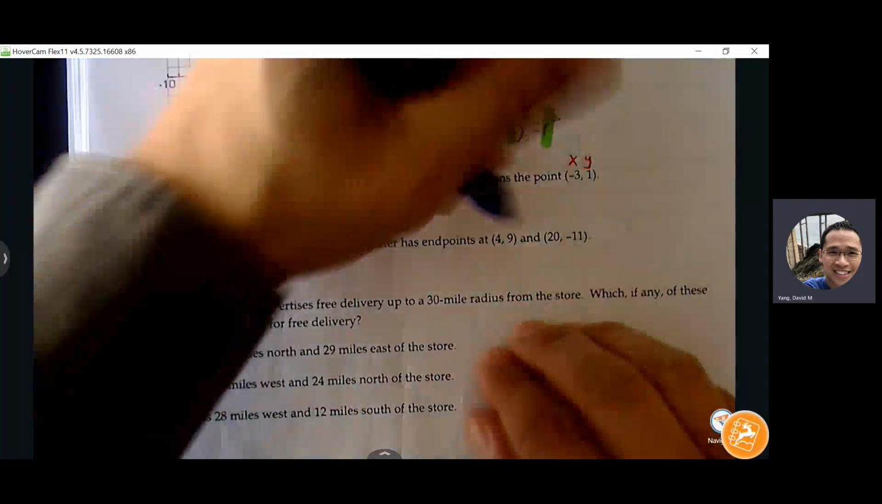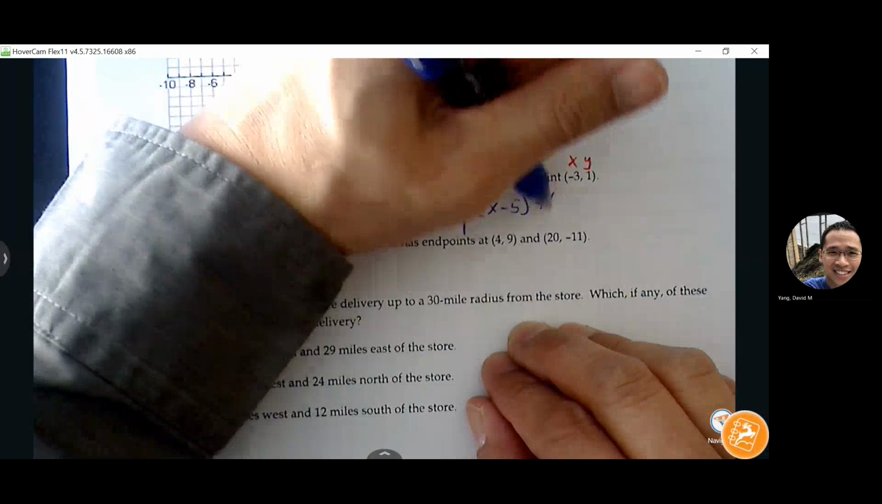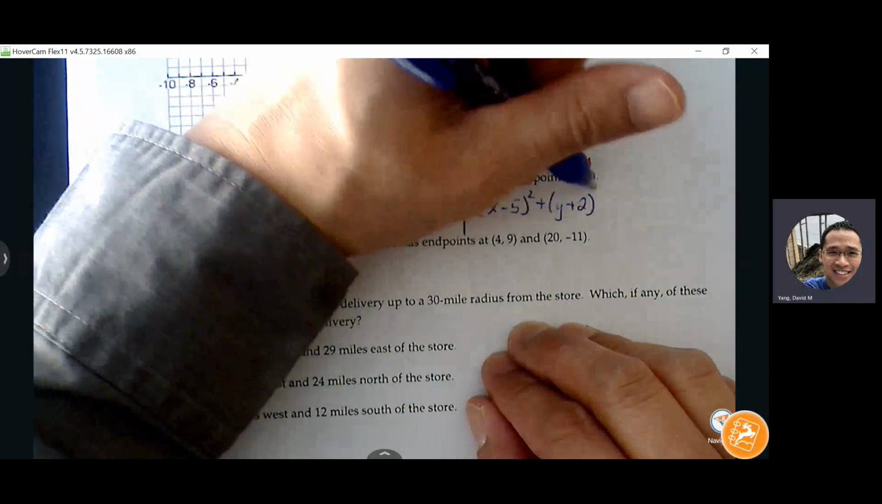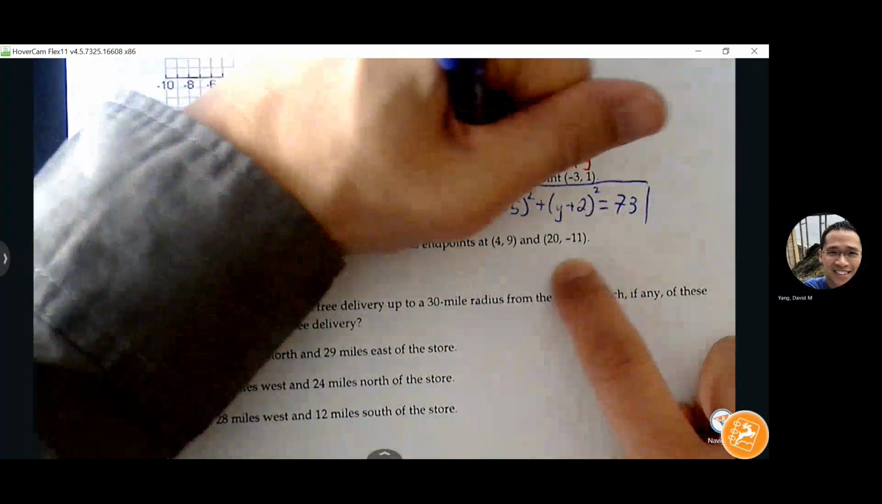All right, so I'm going to write my equation now. x minus 5 squared plus y plus 2 squared equals r squared. r squared is sitting here for me, 73. So this is my answer here.